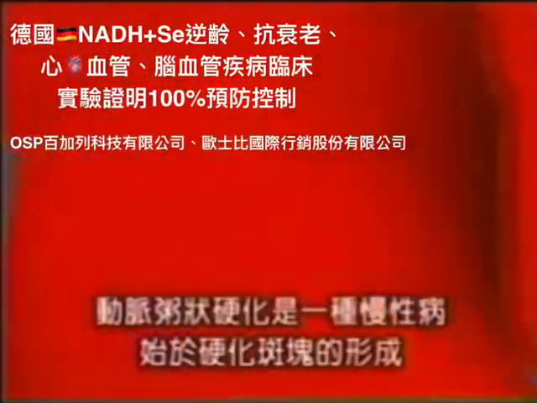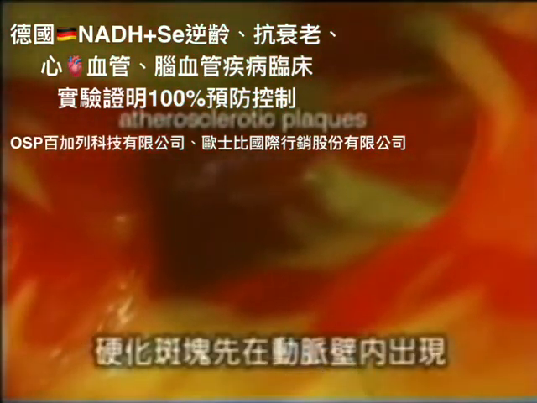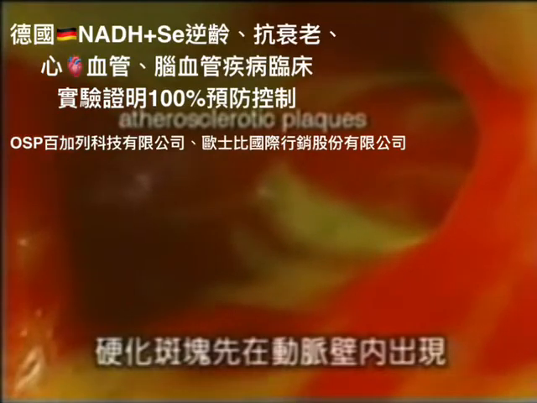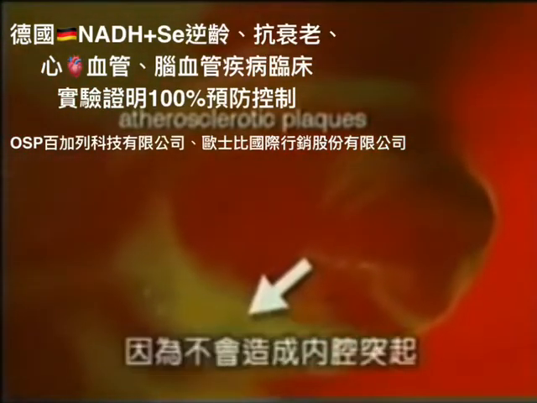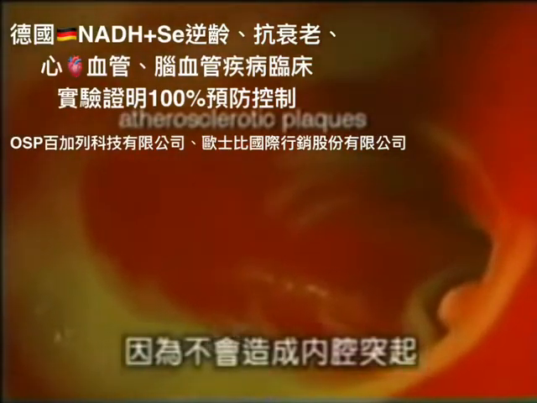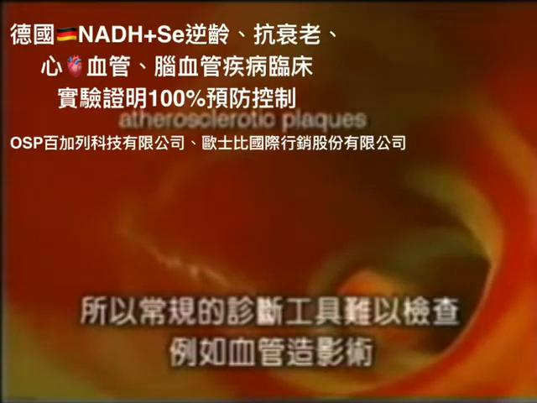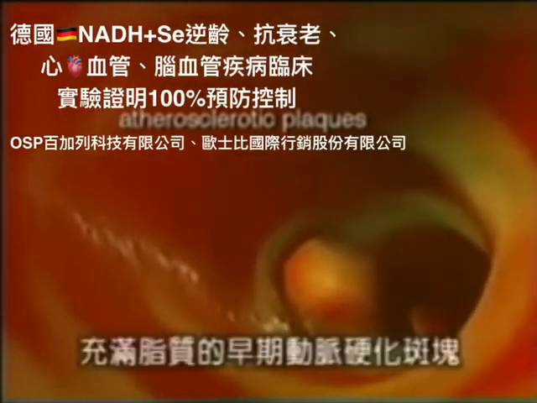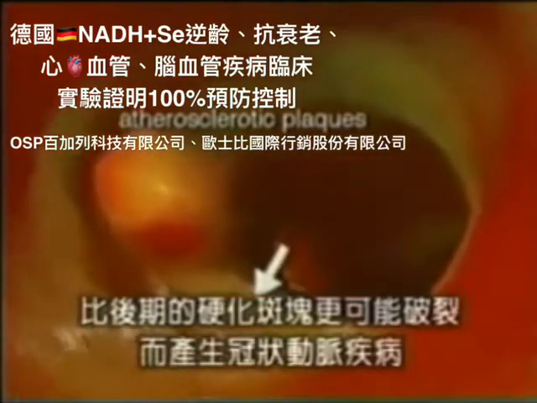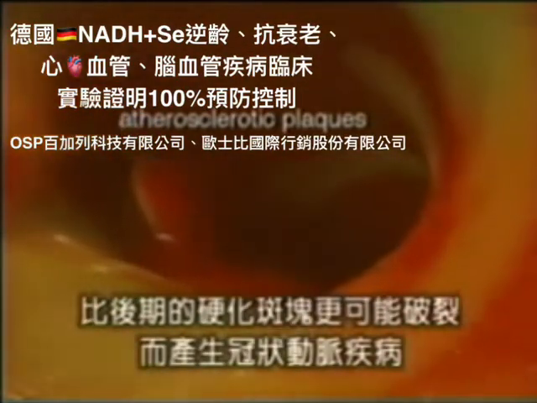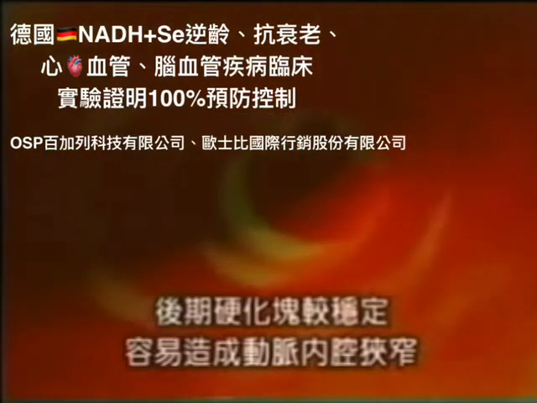Atherosclerosis is a chronic disease resulting in the buildup of plaque. Atherosclerotic plaques develop and progress within the artery wall long before they begin to encroach on the lumen. Because they do not protrude into the lumen, they escape detection by conventional diagnostic tools like angiography. Recent research has also shown that these early atherosclerotic plaques, which are filled with lipid, are more likely to rupture and cause coronary events than more stable, advanced plaques that cause narrowing of the lumen.